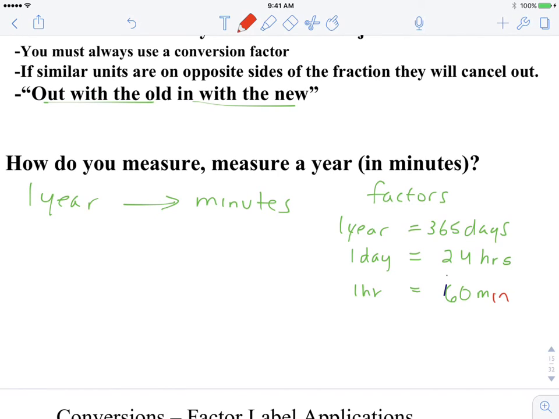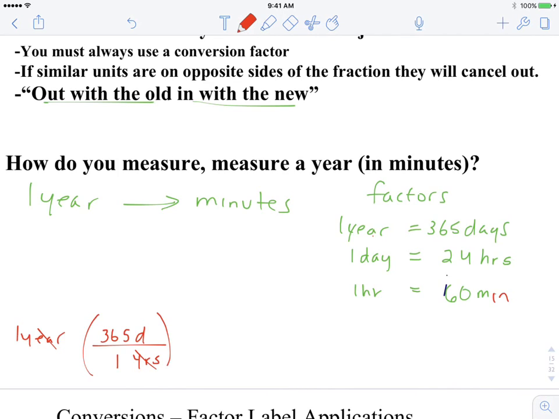So let's say that I were to have 1 year. Well, I want to convert this to days because that's what I have a day and a year equal to. That's the thing that connects them. I want to get rid of my years. It would go on the bottom. 1 year has 365 days. My years will cross out.